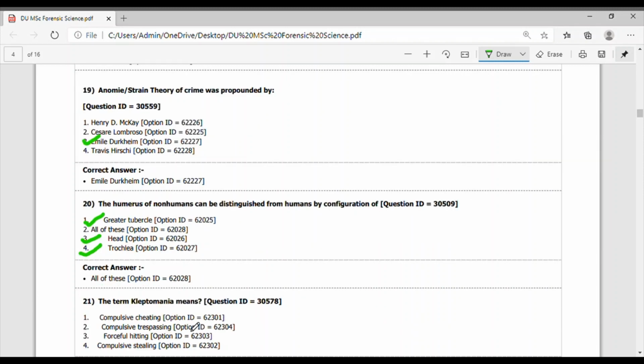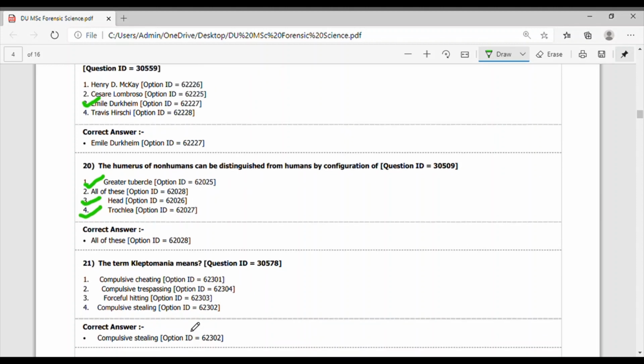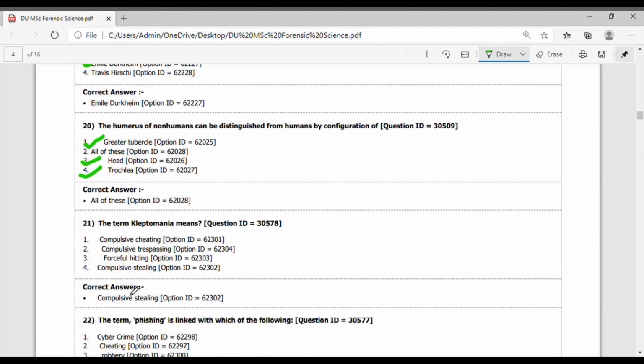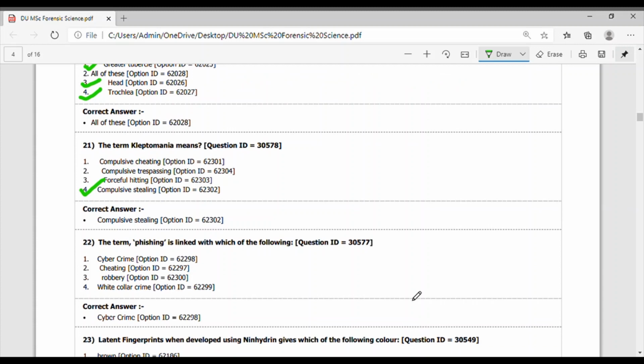The next question, question 21. The term kleptomania refers to compulsive stealing. Option fourth is the correct one. The term phishing is from the cyber world, and it is linked with which of the following? It is linked with cyber crime, and the first option is the correct one.